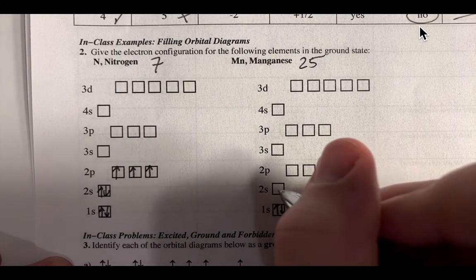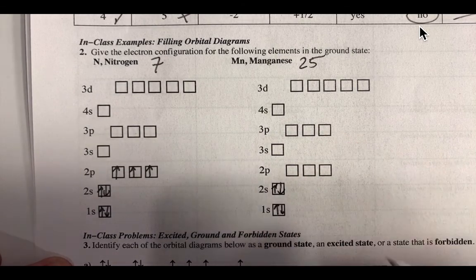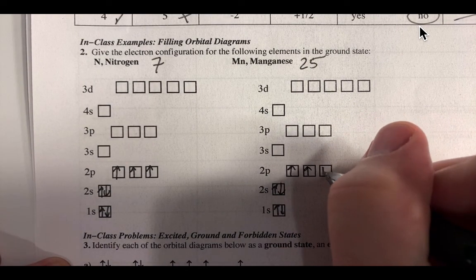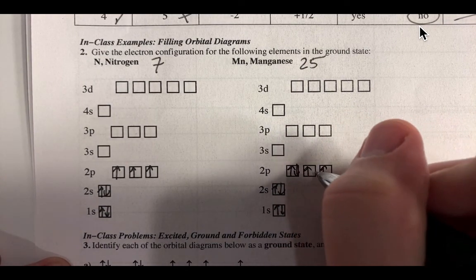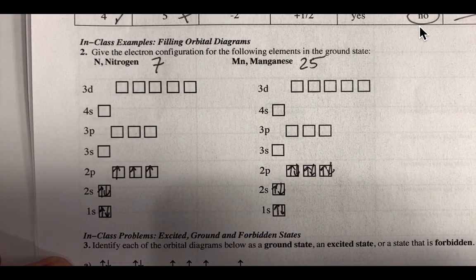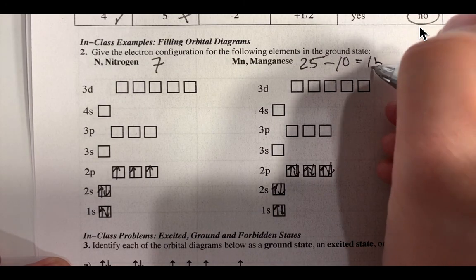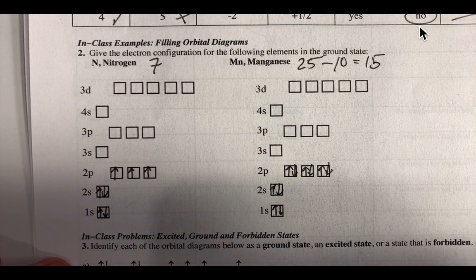2, 4, 5, 6, 7, 8, 9, 10. So I've got 10 of the electrons that I've placed. I'll do this so I don't lose my count. So I have 15 still to place.